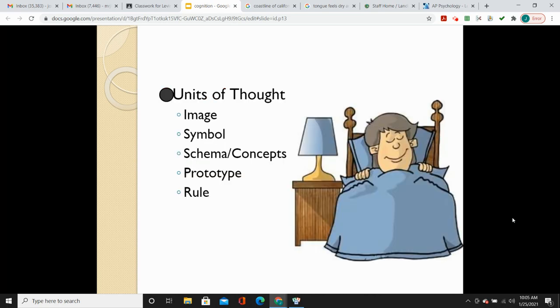When we talk about cognition, we're talking about thinking in this case. With thinking, when we break it down, we have 5 distinct units of thoughts. The first is an image, and an image is a visual representation of an idea.